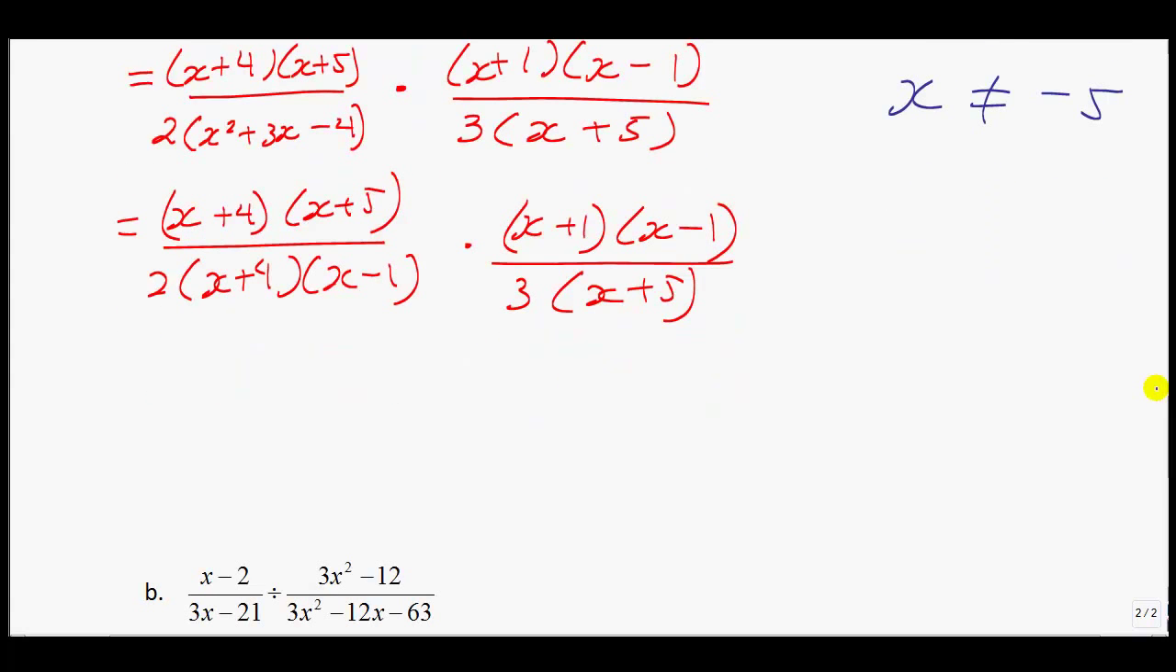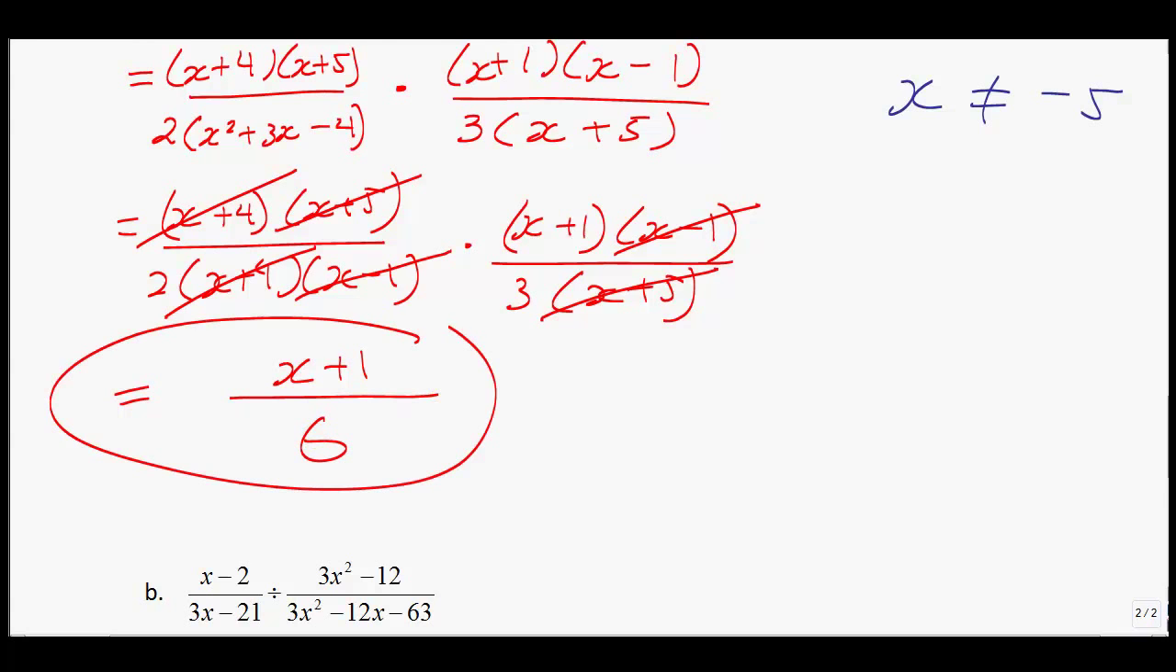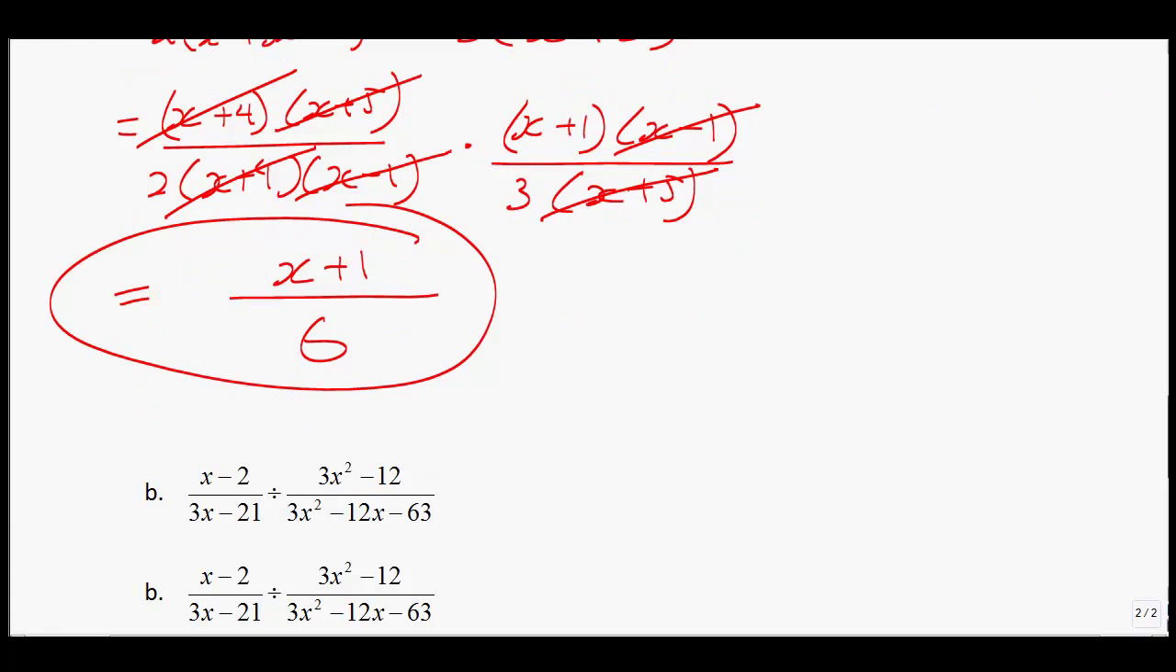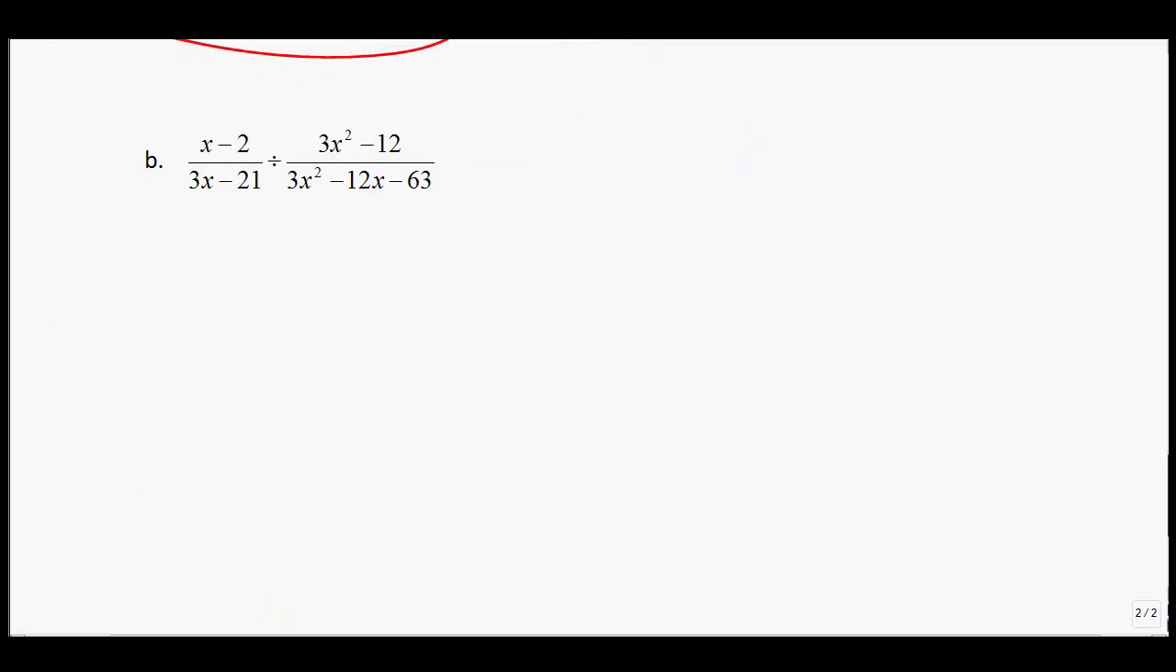So now I will try and simplify. Simplifying here, I will notice that these x plus 4s cancel. This x minus 1 will cancel over here. All right. And the x plus 5s, those cancel. Lots of stuff is canceling. We have x plus 1, all divided by now 6. That's simplified quite a bit. Okay, good to go.